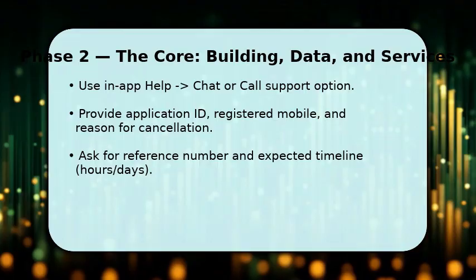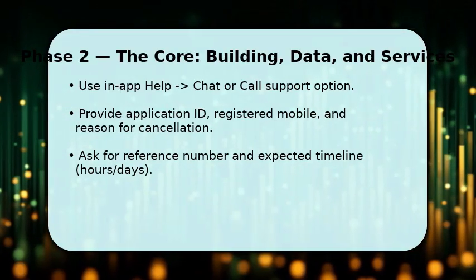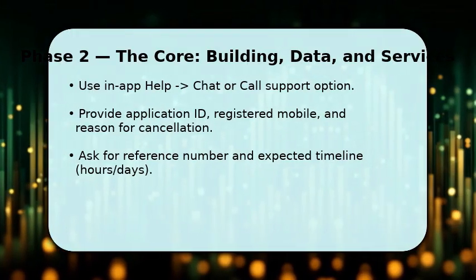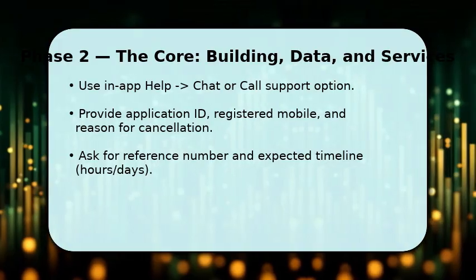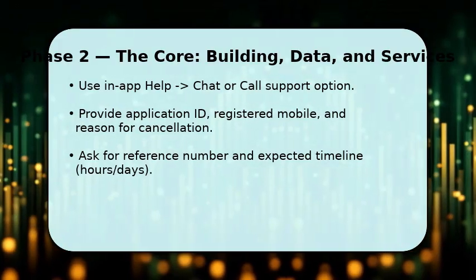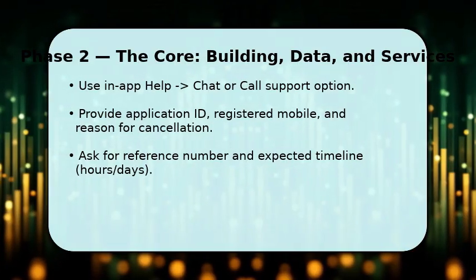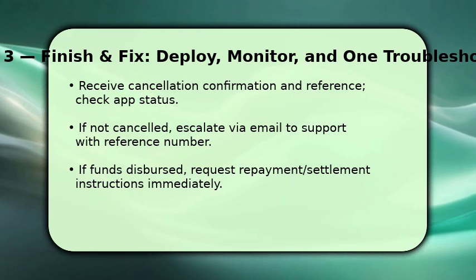Once they confirm your identity, request a reference number and an approximate timeline, hours or days, so you can follow up. If the agent asks for documents, send clear photos immediately. Make sure to record agent name and time. This prevents delays later. You finish by confirming cancellation.